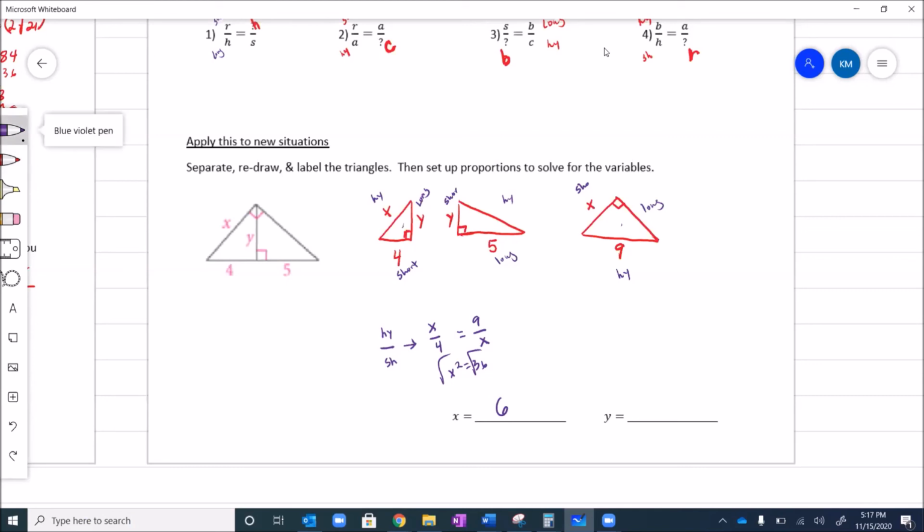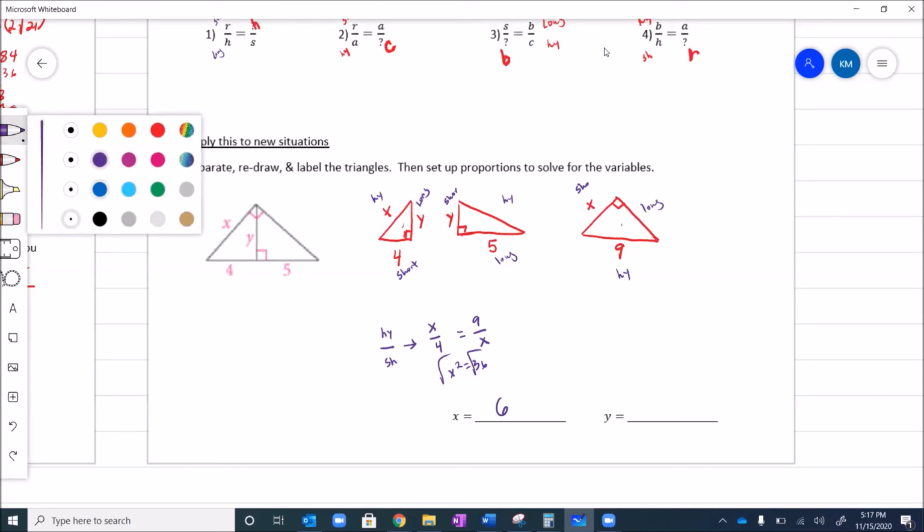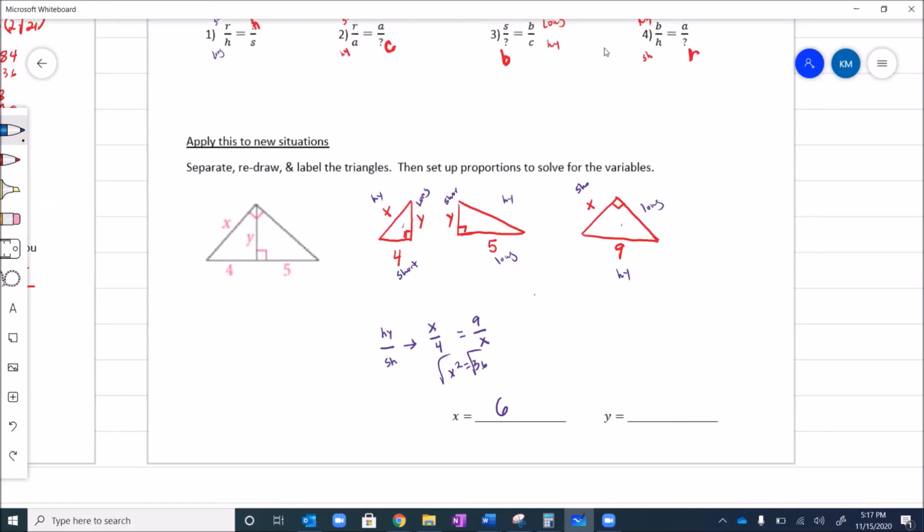Now I want to find Y. Again, I'm going to use the triangles where Y is visible. Here, Y is the short, and this side is the long. So I'm probably going to use the short and long side, short over long. In this triangle, short is 4, long is Y. In this triangle, short is Y, long is 5. Now I have my proportion.